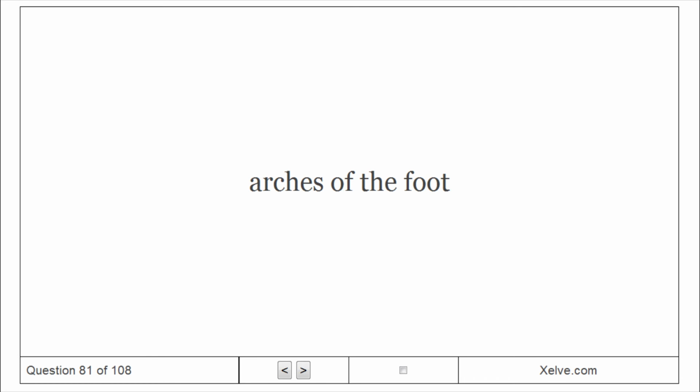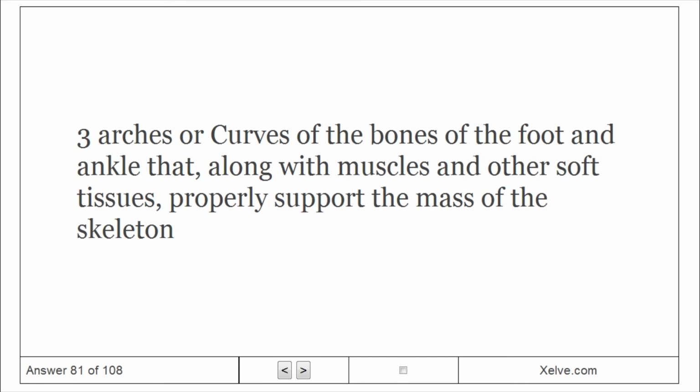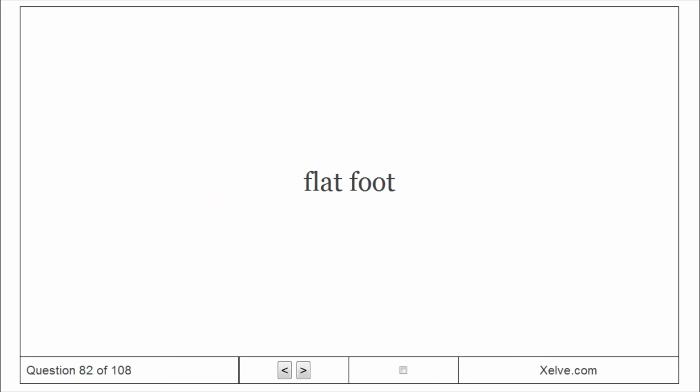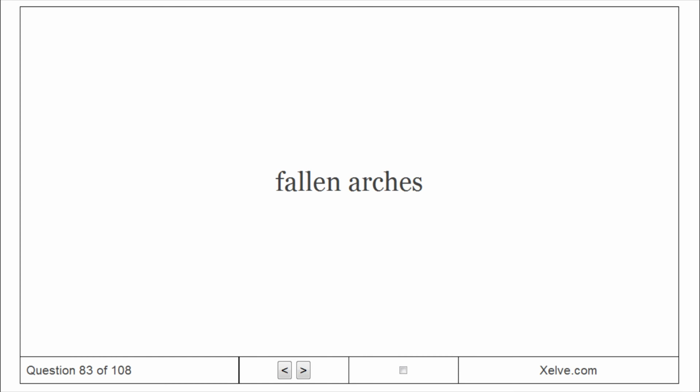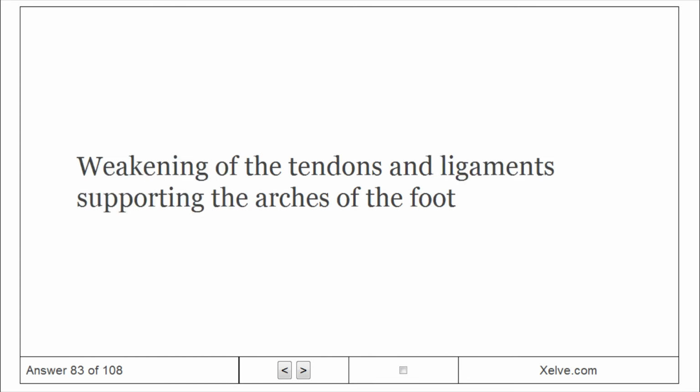Arches of the foot. 3 arches are curves of the bones of the foot and ankle that, along with muscles and other soft tissues, properly support the mass of the skeleton. Flat foot. Defined as contact of the entire foot on the ground. Fallen arches. Weakening of the tendons and ligaments supporting the arches of the foot.